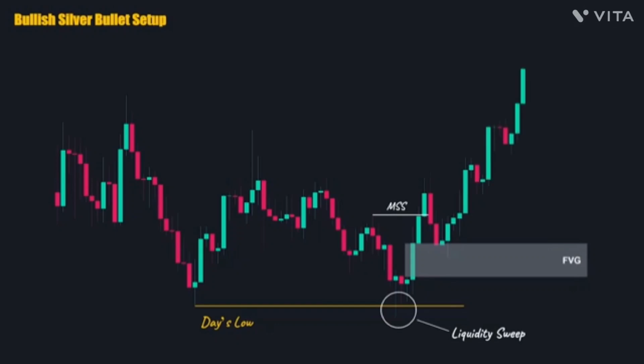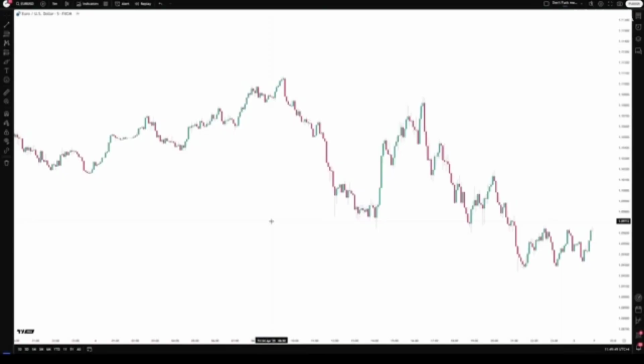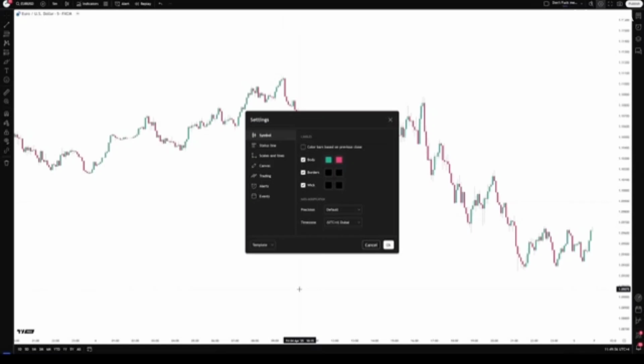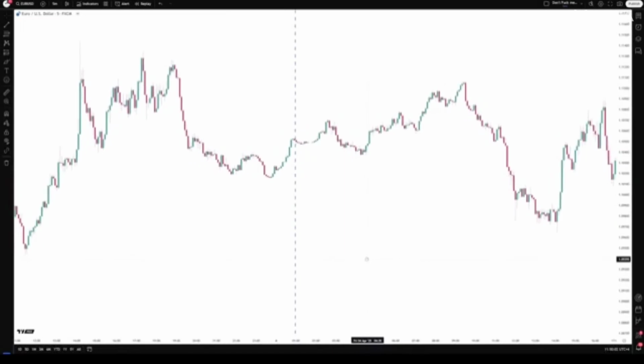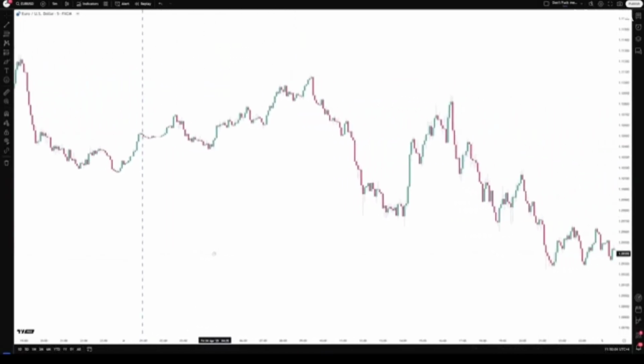To trade the silver bullet, open any chart on TradingView and set the time frame to 5 minutes. Right-click anywhere on the chart and select Settings. From the Events tab, select Session Breaks. Vertical lines dividing each day will now appear on the chart.